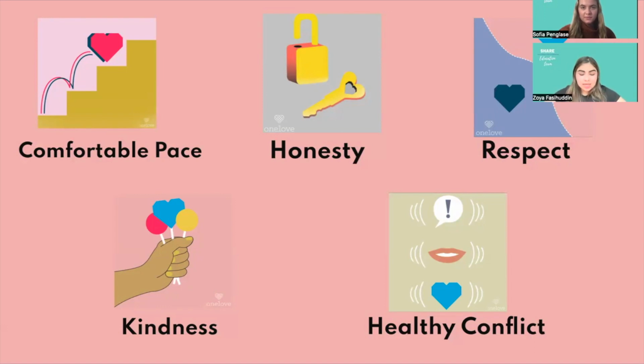Fourthly, kindness. In a healthy relationship, your partner will do things that'll make you happy. Examples include letting you know that it'll be all right when you're having a tough day or giving you a compliment. Fifthly, healthy conflict. Disagreement is a necessary part of learning and growing together as partners. Healthy conflict means that you and your partner are able to openly and respectfully discuss issues without judgment.